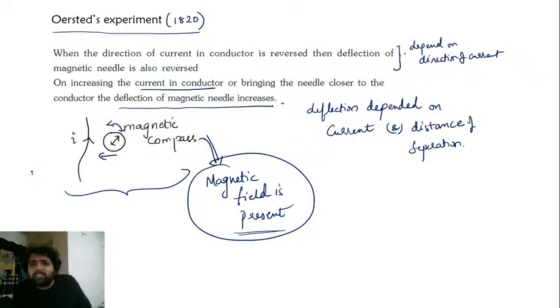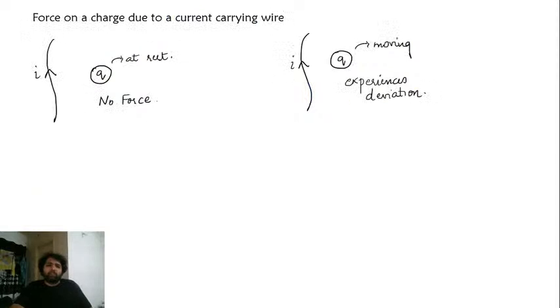So since we didn't discuss magnetic field, I want to talk a little about magnetic fields before we go any further. So for this I took a direct concept. Force on a charge due to a current carrying wire is the main thing. Suppose a current is flowing here. There is a current carrying wire like this, and a charge is placed at rest close to the current carrying wire.